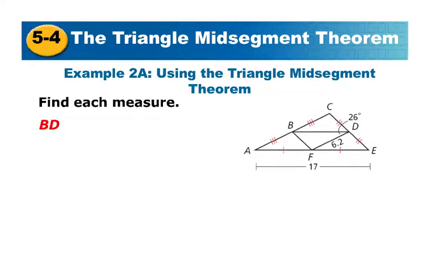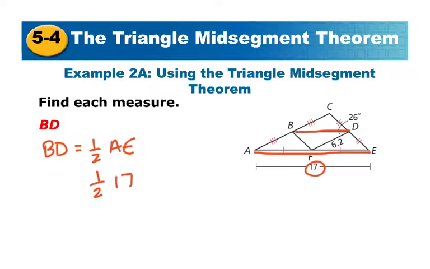So we have to find the measure of BD. So here's BD, and we just talked about how that segment is half of this segment, and we know that segment is 17. So BD is half of AE, and AE is 17. So BD is going to be half of 17, and so BD is going to be 8.5.